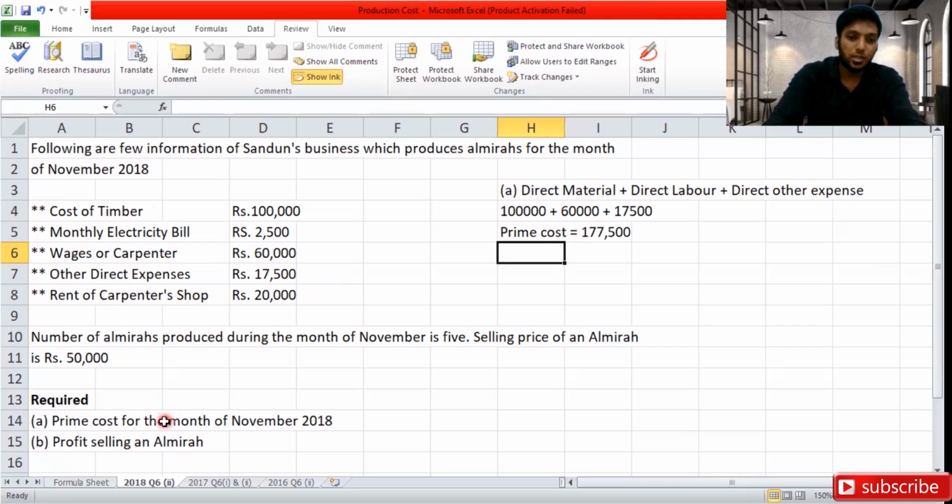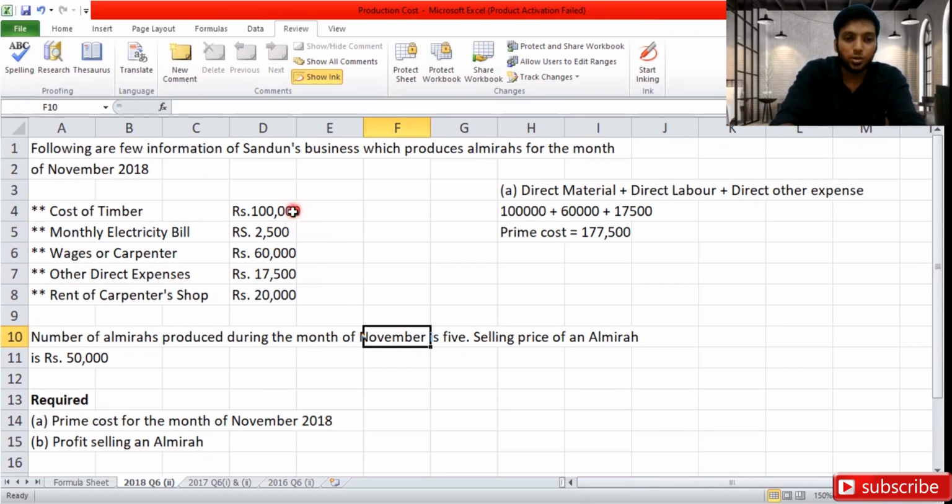We have profit per almirah. So how do we find the profit per almirah? First of all, we need to know the total cost of one product. Now, there's a small problem in this question because it's very tricky. They have given the total cost of all 5 almirahs. If you see here, number of almirahs produced during the month is 5. And they're saying this is the almirah production for the month. So this is the whole cost. So you need to find the cost of one almirah in order to find the profit.